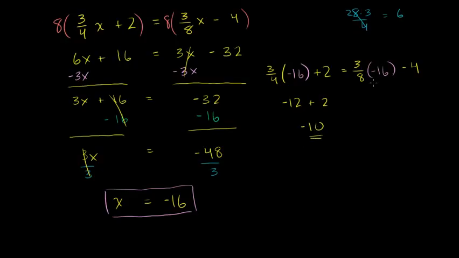Let's see what the right-hand side is. We have 3/8 times -16. If you divide -16 by 8, you get -2 times 3 is a -6. So it's a -6 minus 4. -6 minus 4 is -10. So when x is equal to -16, it does satisfy the original equation. Both sides of the equation become -10. And we are done.